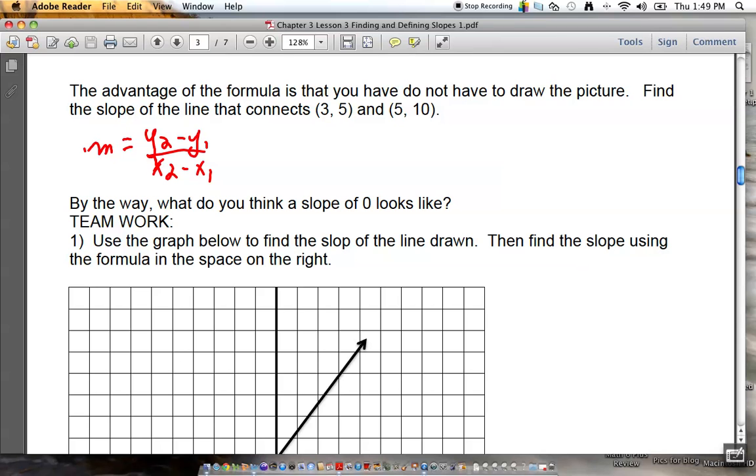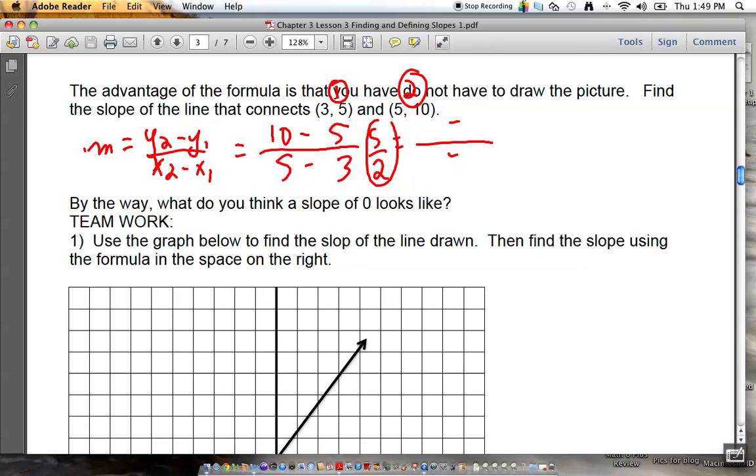I'm going to let this one be the first point and this one be the second point. So now, let's plug in the parts. What's the y in the second point? 10. Minus, what's the y in the first point? 5. What's the x in the second point? 5. What's the x in the first point? 3. And by the way, Mr. Friend has a good way of doing this. He says, set it up like this, put your minuses in there ahead of time. For a lot of kids, that helps. Now, what's 10 minus 5? 5. And what's 5 minus 3? 2. That's my answer. 5 over 2. Magic.